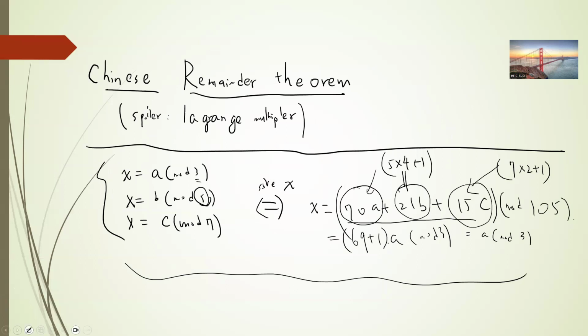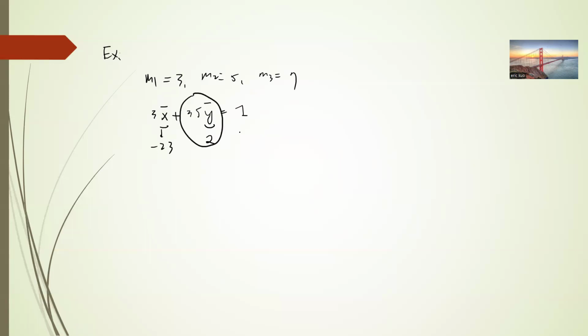A357. Okay. So let's do this simple example. So the example is 3, 5, 7. So the first one is that we need to find 3x bar plus 35y bar is 1. And the answer is that let's say this is 2. And so it's 70, right? So 70, so I can write it as minus 23. But it's not important. So this 70 will be the capital M1.